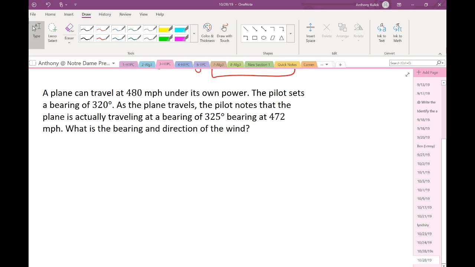So this problem's a little bit different. It says here a plane can travel at 480 miles per hour under its own power. The pilot sets a bearing of 320 degrees. As the plane travels, the pilot notes that the plane is actually traveling at a bearing of 325 degrees and at 472 miles per hour. What is the bearing and direction of the wind?